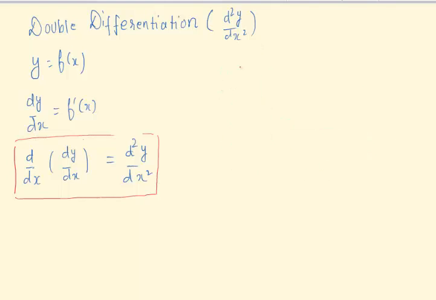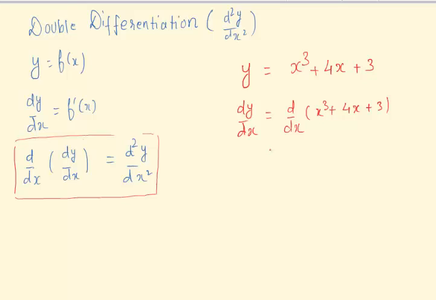Let's do another example. Let's suppose y is x cubed plus 4x plus 3. Then dy by dx is simply d by dx of this expression, x cubed plus 4x plus 3. The first derivative you are already familiar with. Differentiation of the first term will be 3x square. Differentiation of the second term will be 4 into d by dx of x, which is 4. Differentiation of the third term will be 0 because it's a constant.